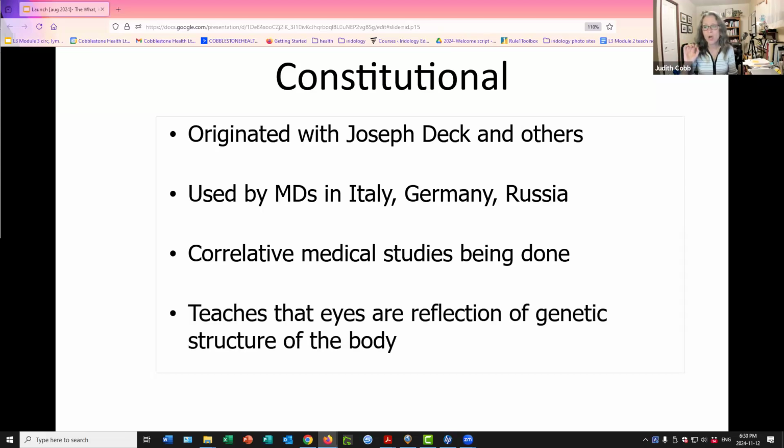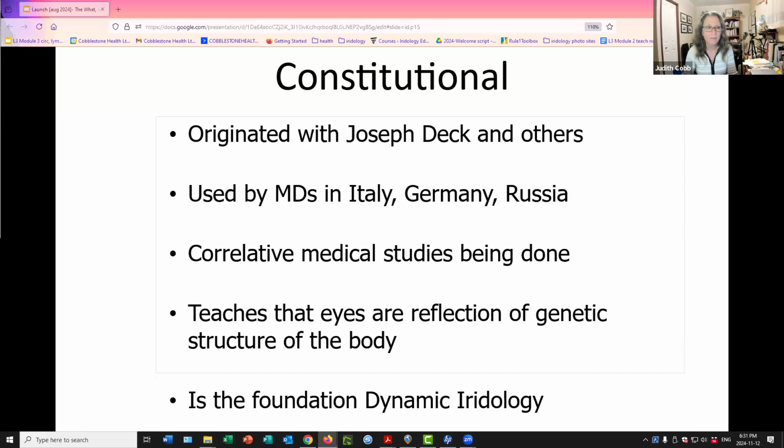Constitutional teaches that the eyes are a reflection of the genetic structure of the body. So this is why the idea that we can change the eyes, that we can move fiber structure around, that we can take pigment out of the eyes, that we can change pigment by doing cleansing and diet doesn't work, because the eyes show us genetics, they show us epigenetics. And so when we see something, we won't see fiber move because that is like your fingerprint, but we can see pigment shift in different ways. That's always the result of epigenetic cues.